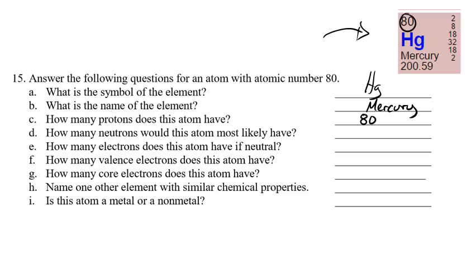If I subtract the atomic number from the mass to find the number of neutrons, it will most likely have 121 neutrons. If it was neutral, it has the same number of protons as electrons. This is a weird question. Mercury is a transition metal, and they all have 2.